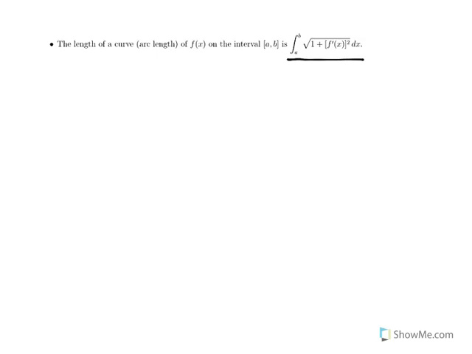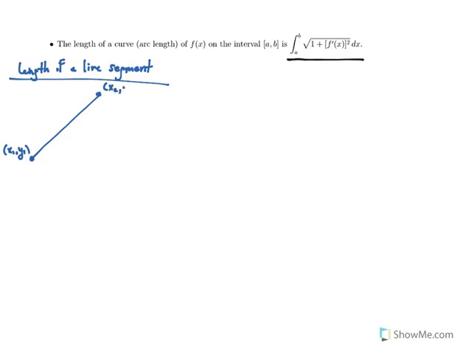And let's think about where this comes from. So first of all, we need to think about what is the length of a line segment. So let's look at a line segment here. This segment is going to start at the point x1, y1, and it's going to the point x2, y2, just 2 points in the xy plane.